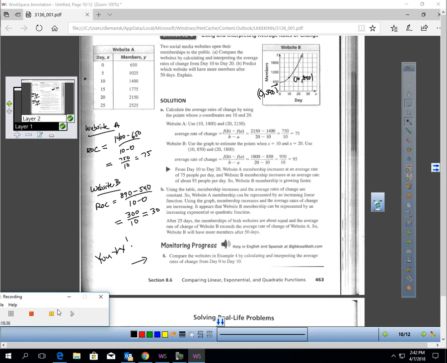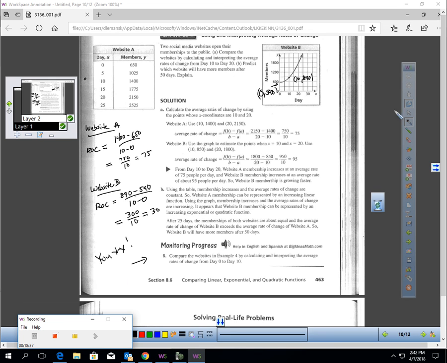For website A, let me get my highlighter out. Here's day 0 and here's day 10. So I took those two points. The two points were (0, 650) and (10, 1400). And I took those two points and I put it in the slope formula, and I figured out that website A had a rate of change of 75 members a day.